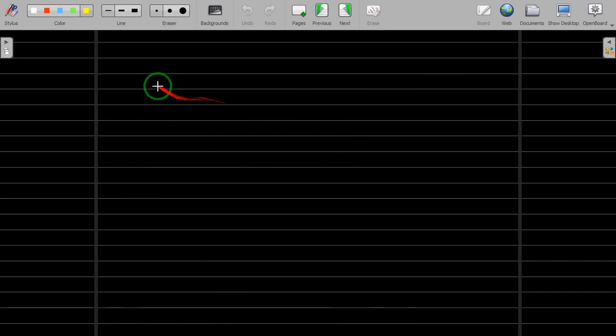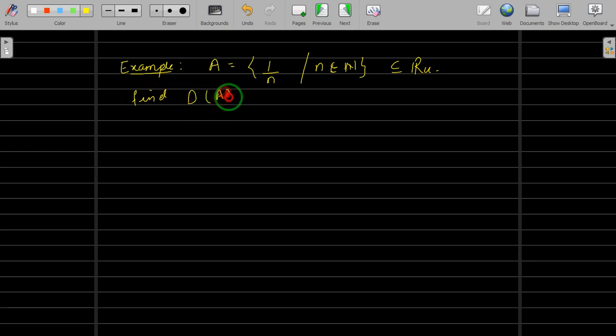Let me state one more example, and the limit points we will find in the next video. Let us take A to be the set of all points 1 upon n such that n belongs to the natural numbers. We take all the 1 upon n, that is 1, 1 by 2, 1 by 3, 1 by 4 and so on. Of course, this A is a subset of R with usual topology. Find the derived set of A in R with usual topology.